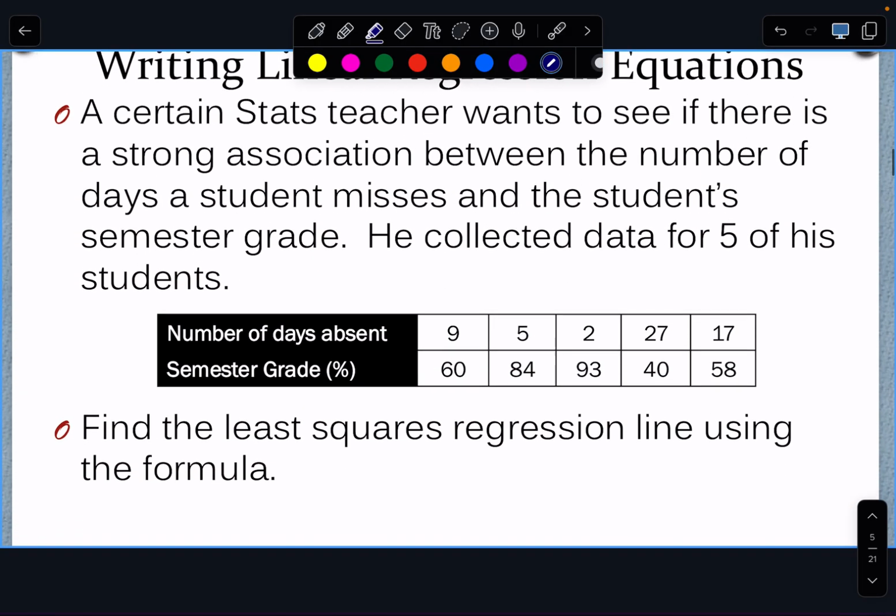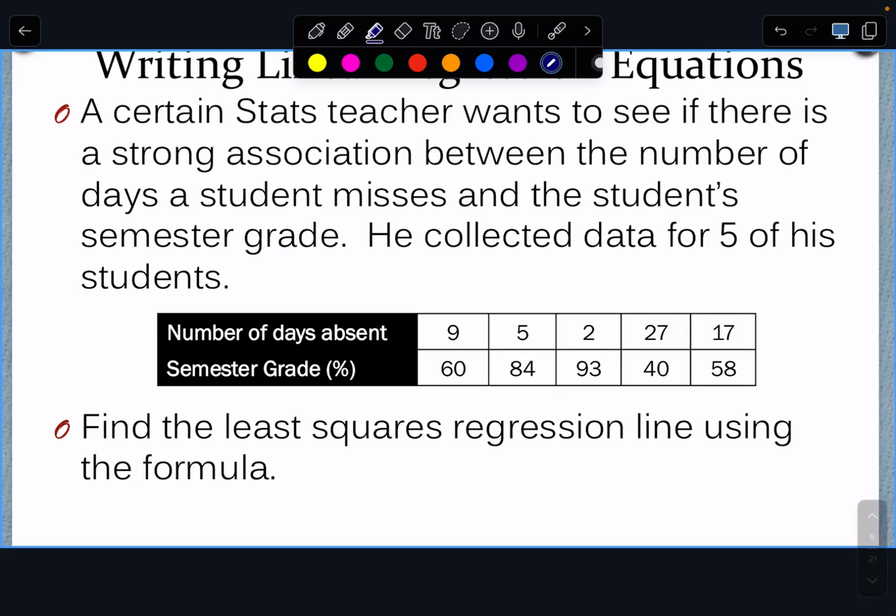Next thing then, so back to, we talked about this example before when we calculated correlation. So a stats teacher wants to see if there's a strong association between the number of days a student misses and the student's semester grade. He collected data for 5 of his students. It's given in the table below. Now this says find the least squares regression line by using the formula. We've already done that, so we're going to go ahead and do the calculator version right now.